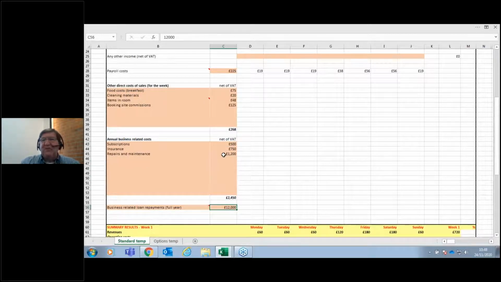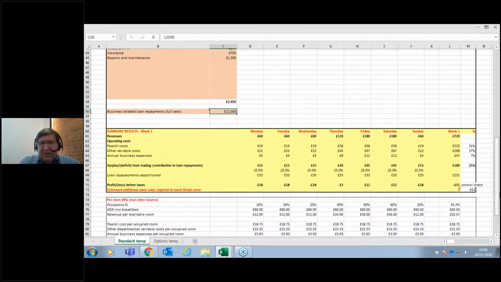If you have a business-related loan, in other words, a loan that you took out to develop the business, maybe by adding bedrooms or whatever, put the annual amount in there, including interest and capital repayments. And that's all you need to do.